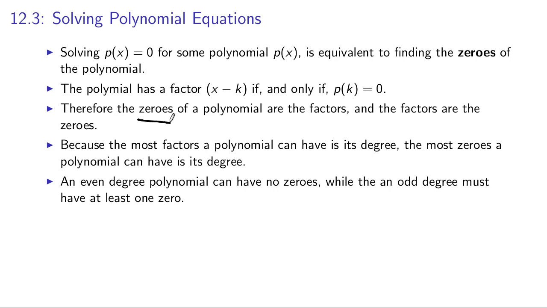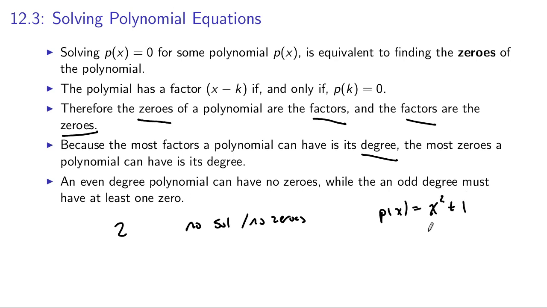So first of all, remember zeros are factors, and factors are zeros. The most you can have is the degree of the polynomial, but the least, so if you have an even degree, say your polynomial was a degree 2, you could have no solutions and no zeros of the polynomial. This can happen, for instance, if your polynomial is x squared plus 1. This will never be equal to 0. So there will never be a 0. There will never be a solution when p of x equals 0. There will never be any factors. So you cannot factor this.